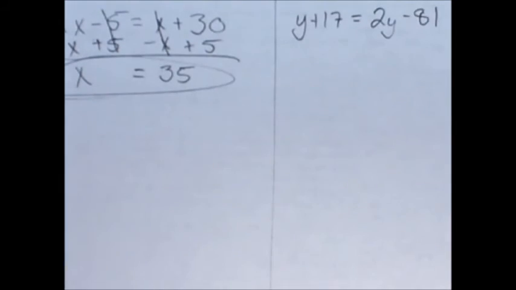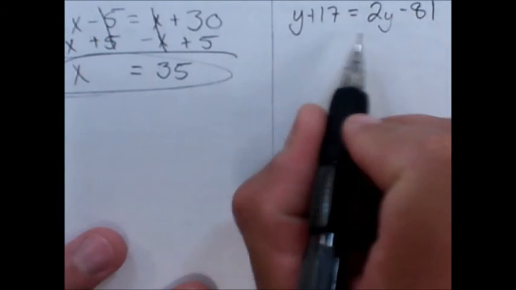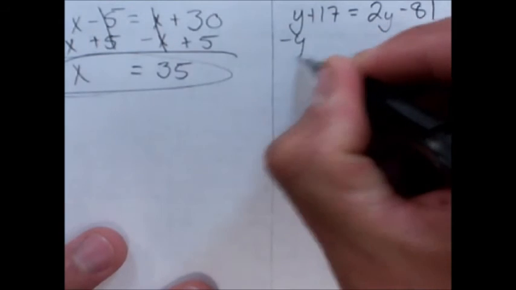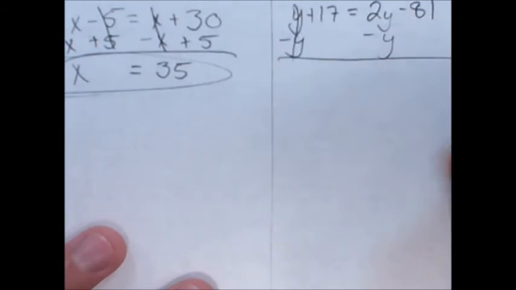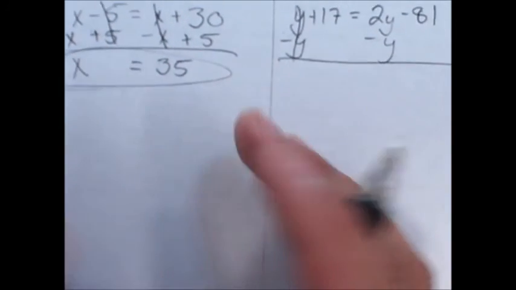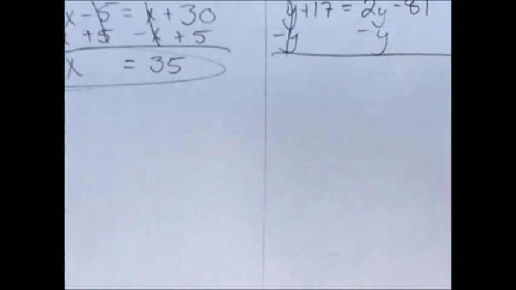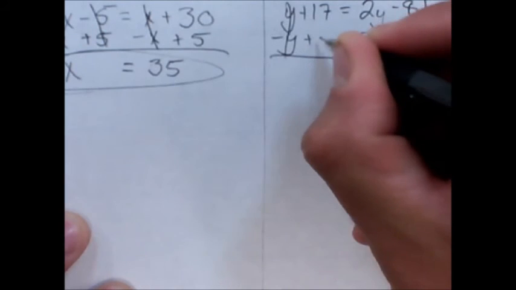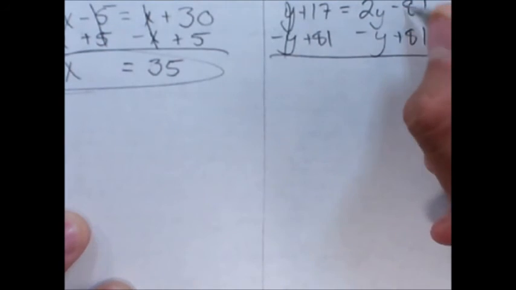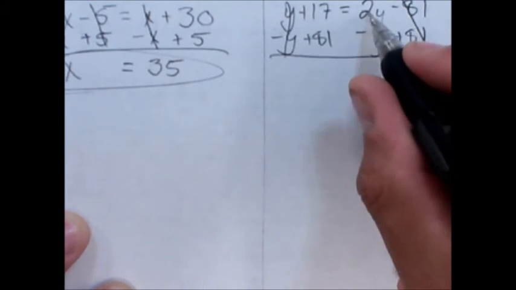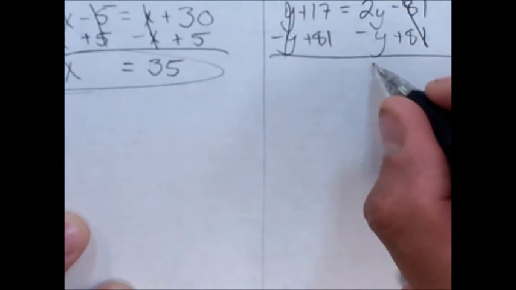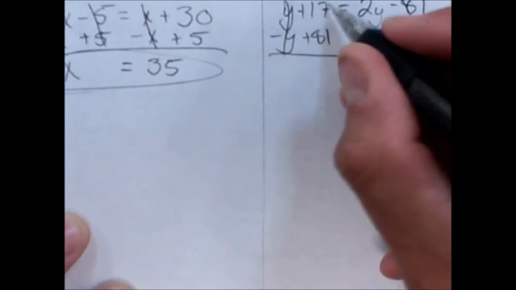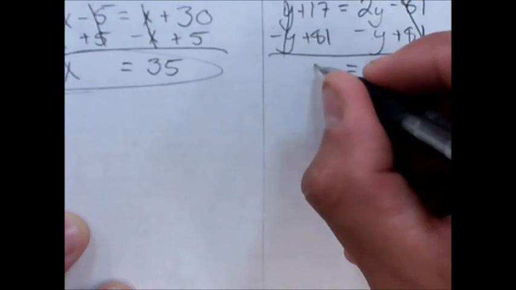I need to move all my y's to one side and all my regular numbers to the other. So I'm going to subtract y from both sides. And since I moved all of my letters that way, I need to move all my numbers this way. So I'm going to add 81 to both sides. 2 minus 1 will give me y. And then 81 and 17 make 98.